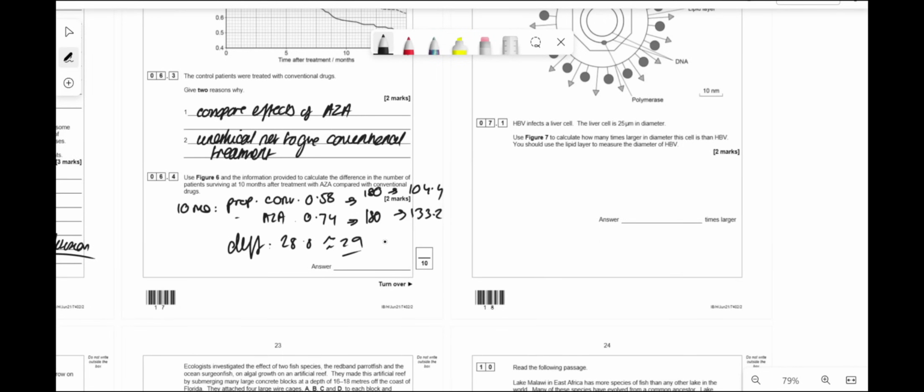There you go. Again, these questions are only 2 marks. Just don't bother if you can't do them. No point wasting your time. Just write something and then move on.